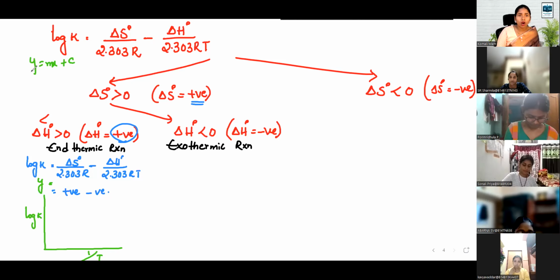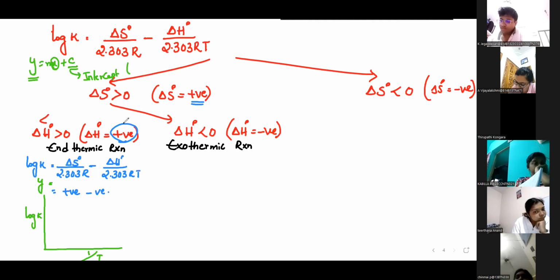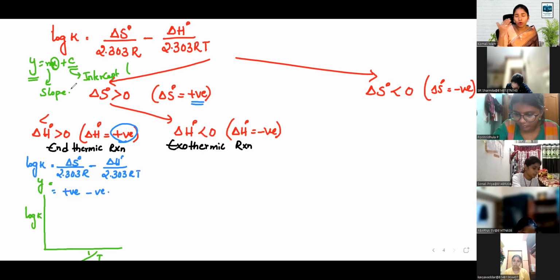Then what is the y? Y is what we are going to take on the y-axis. x is what we are going to take on the x-axis. And what is c? C is our intercept, meaning the point where the line touches the y-axis. M means slope, which we already discussed. One more time: y is equal to mx plus c.